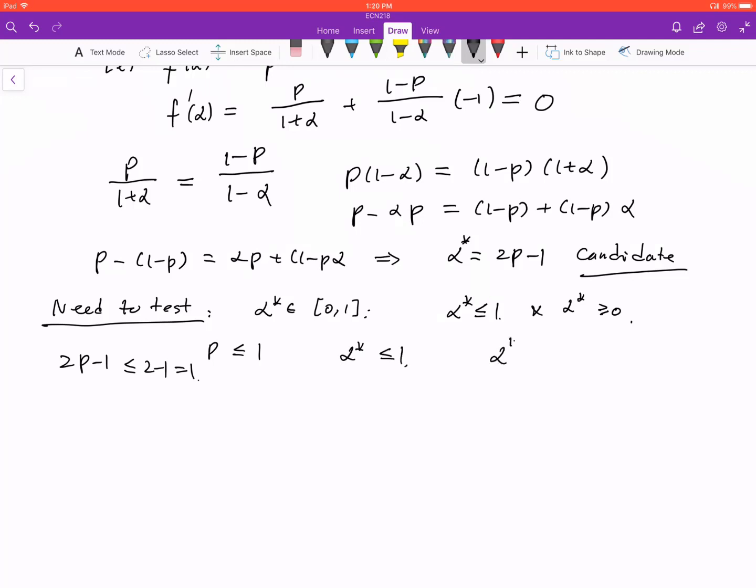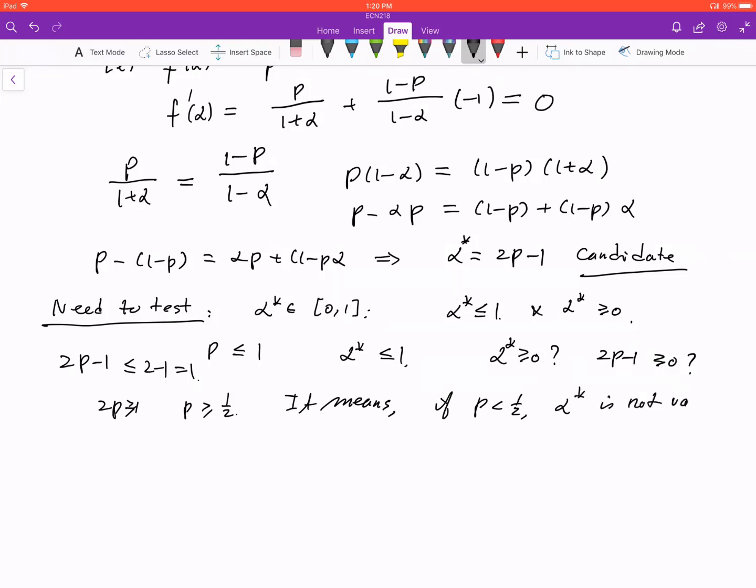But how about alpha star bigger than or equal to 0? Is it true? Is 2p minus 1 bigger than or equal to 0? And then we look at this one over here. That means 2p minus 1, and 2p must be bigger than or equal to 1. And that means p bigger than or equal to 1/2. But that's not true, because if p is less than 1/2, alpha star is not valid. It's not a valid candidate, so we don't need it.